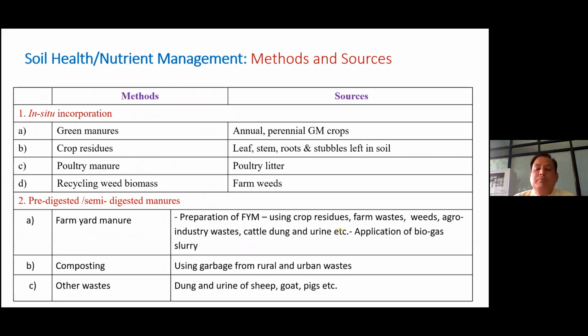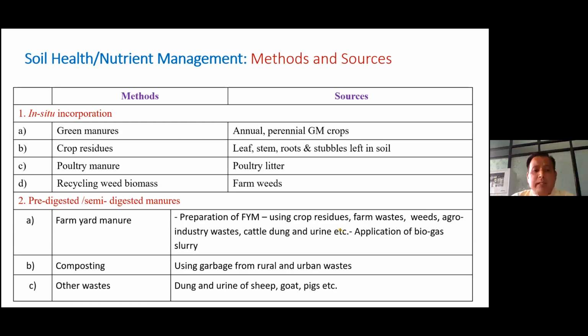First, we have different types of organic materials that we can go for in situ incorporation. We have different types of green manures, annual crops, perennial crops, then definitely crop residues, these leaves, stems, roots, and stubbles which are left after the crop harvest. Then poultry manure, poultry litter, we can directly incorporate in fields. Then weed is also a good source of nutrients. So by recycling weed biomass, only the farm weeds, we can get a good source of nutrients.